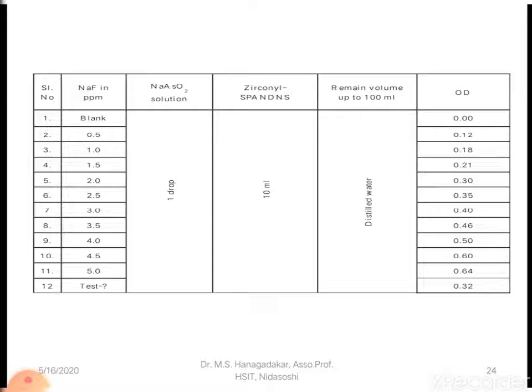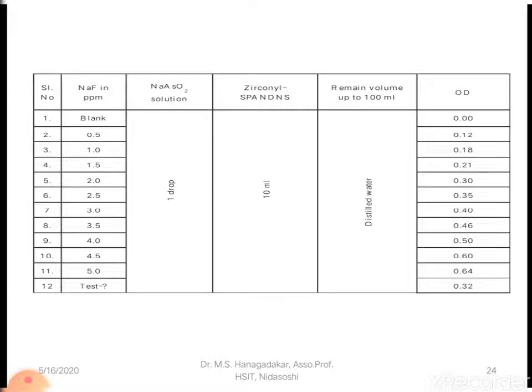Before proceeding, you have to prepare the standard solutions by taking 100 ml volumetric flasks numbered 1 to 12. I mean to say, you have to take 12 volumetric flasks of 100 ml capacity and name them from 1 up to 12, as explained in the tabular column. In the second column, I mentioned sodium fluoride in terms of ppm. In the first flask, no standard sodium fluoride solution should be added. This is the blank solution.